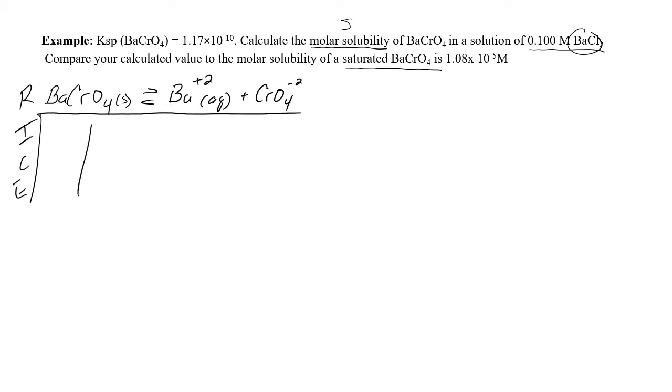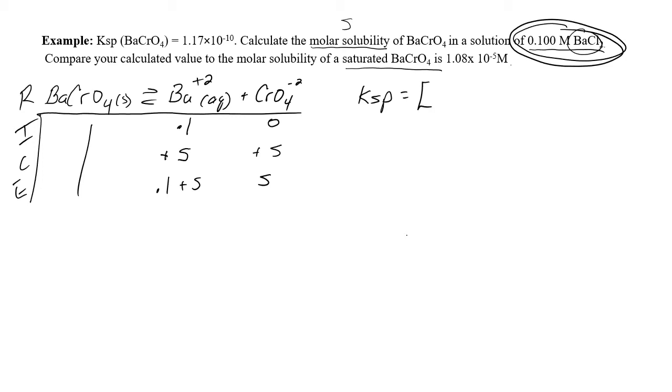Who cares about the solid? We've already got 0.1 molar barium. See? 0.1 molar barium. It's already in there. No chromate. Minus S, plus S, plus S. 0.1 plus S and S. Let's write our Ksp expression. Ksp will be the concentration of your barium ion times the concentration of your chromate ion. And the value for the Ksp is given. It's 1.17 times 10 to the negative 10th.